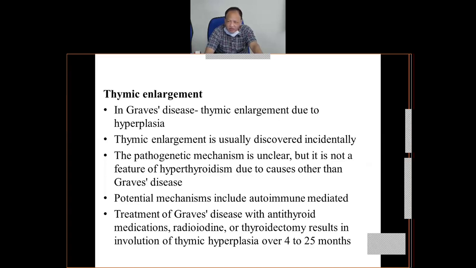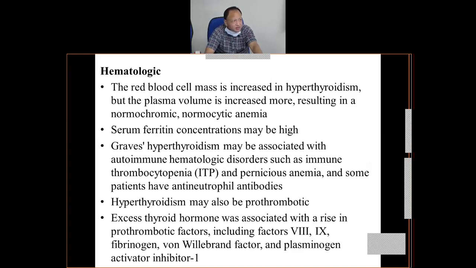The pathogenetic mechanism of thymus enlargement is not clear, other than Graves' disease. And because it is seen only in Graves' disease, it has been postulated that it is autoimmune in nature. Treatments of Graves' disease with antithyroid medications, radioiodine, or thyroidectomy result in involution of thyroid hyperplasia over 4 to 25 months. Hematological changes. The red blood cell is increased.